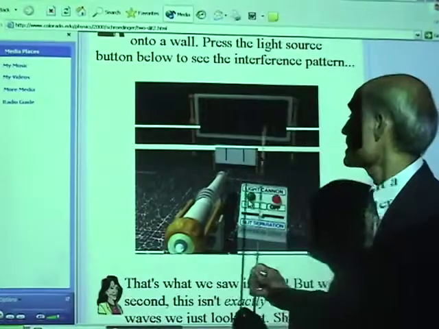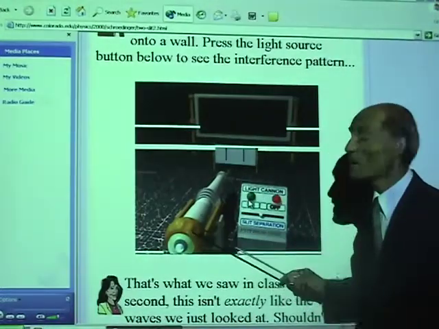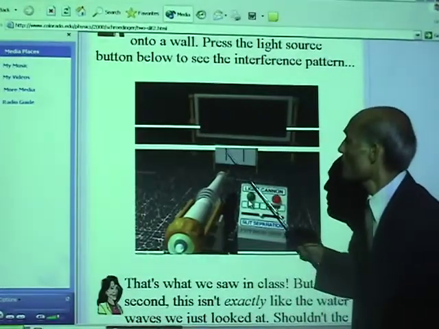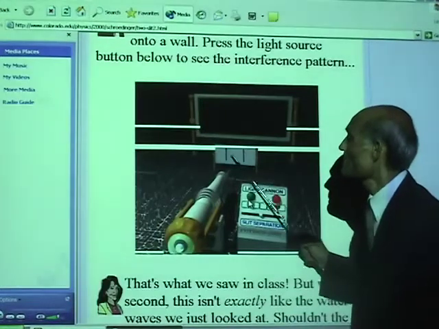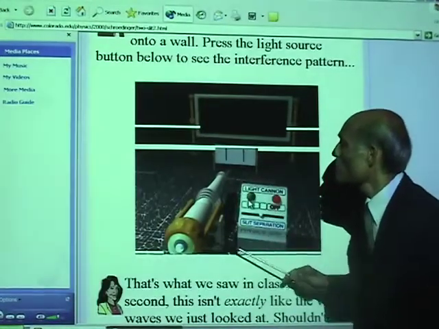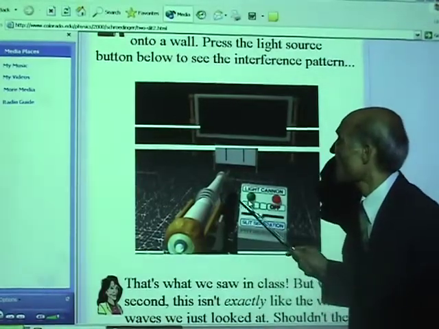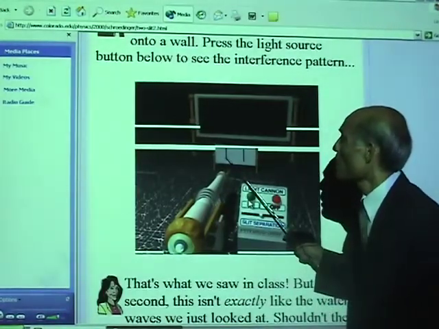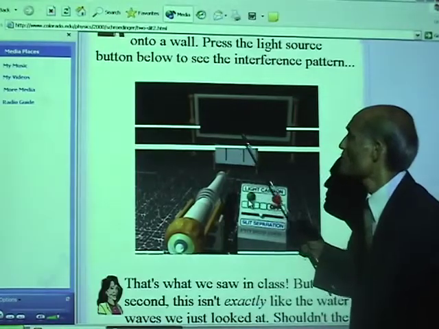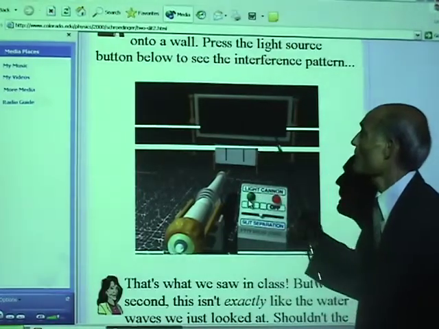This is the experimental setup Young used. Now here you have the double slit. This is the monochromatic source. The light is going to come out of here. It will go through both these slits and fall on the screen.